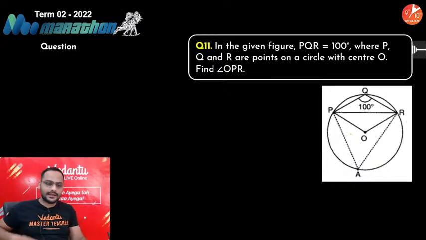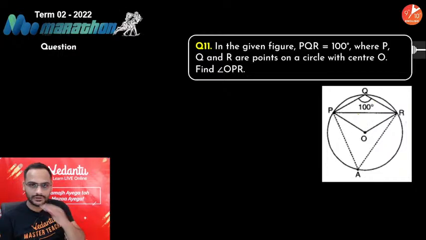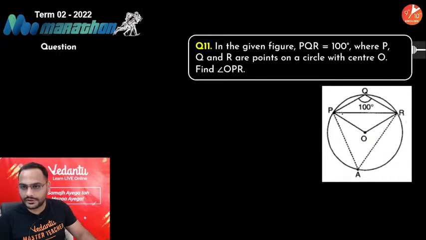Next one, in the given figure PQR, क्या? PQR is over here, 100 degree given, where P, Q and R are points on a circle with center O. PQR देख रहे हो? Points on a circle with center O. Find angle OPR. चलो, OPR निकालना बेटा. Where is OPR? OPR is over here.